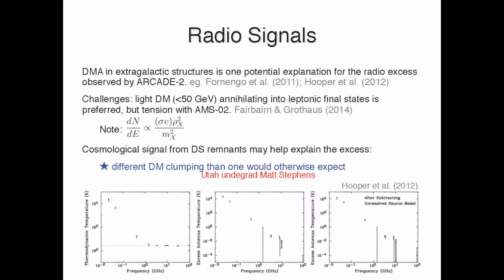Some challenges that have been pointed out recently are that dark matter annihilating to leptonic final states is really preferred. And the reason is that in order to get the necessary signal, if the mass is very large, then the annihilation cross-section has to be pretty large, and that's in tension with other indirect detection constraints. However, what's different about this situation is that you have very different dark matter clumping than what you would otherwise expect. This is something that I had an undergraduate student, Matt Stevens, at the University of Utah, working on.